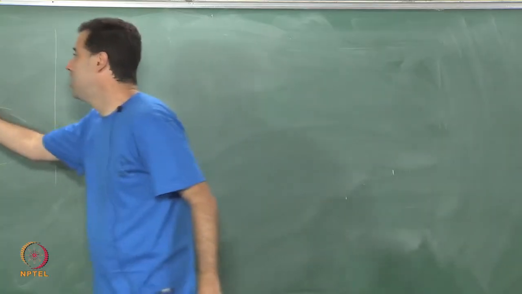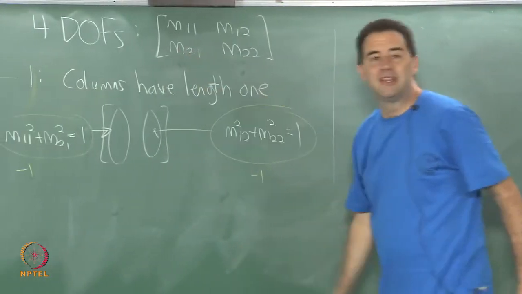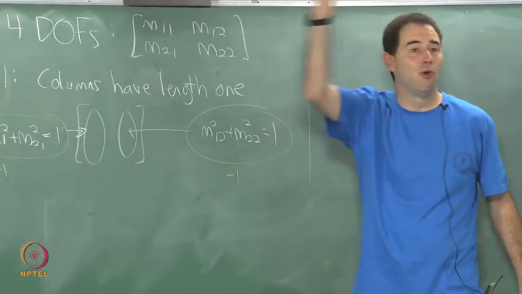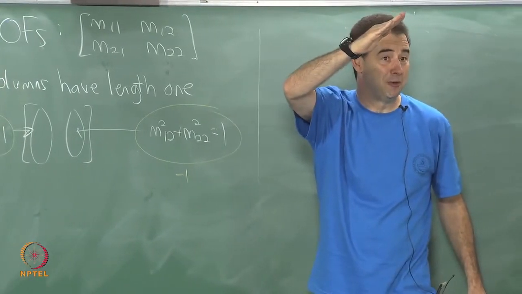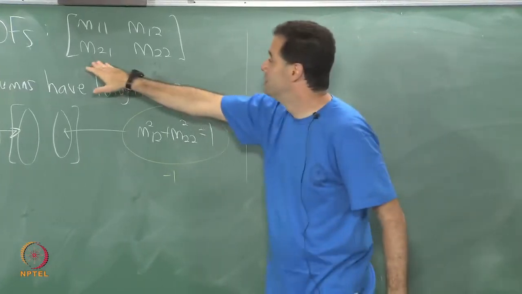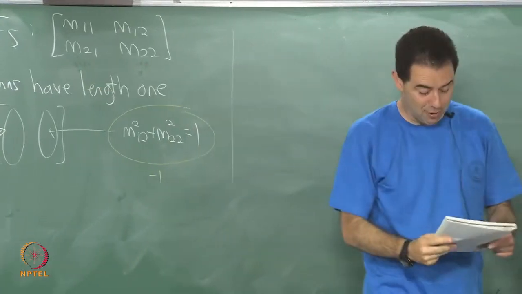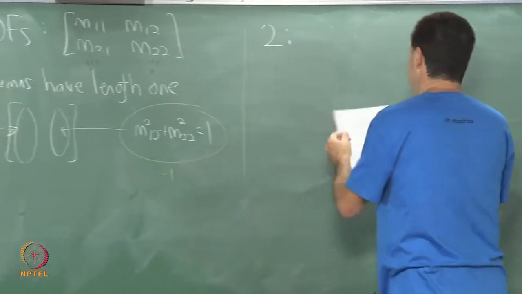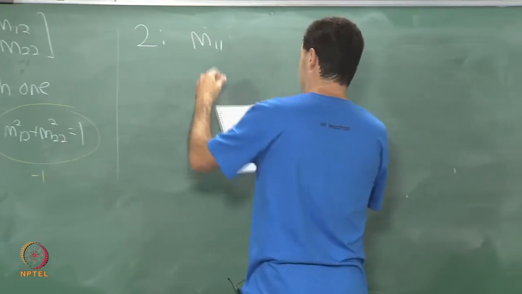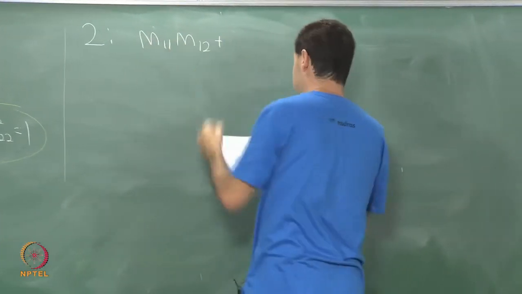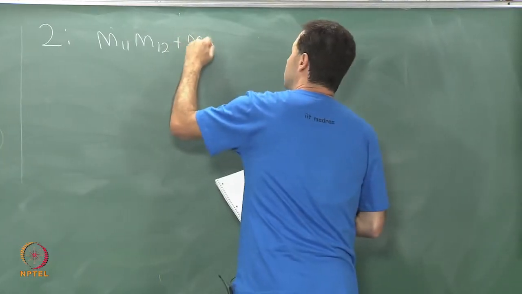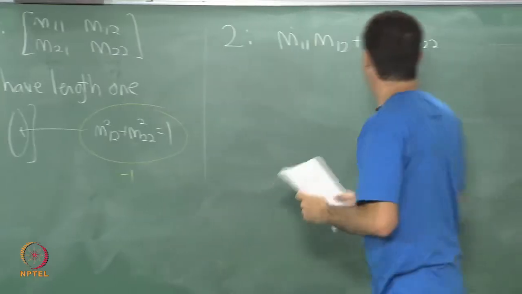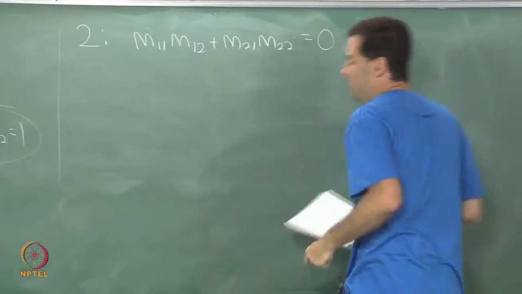You just have to say that these columns, when you take the inner product, because each one of these represents a vector by itself that says where the coordinate axis is getting transformed to, the coordinate basis is getting transformed to. So when I take these two and take their inner product, I get a constraint that looks like this. So this is the number 2 condition there, which is M11, M12 plus M21, M22. So just the dot product or inner product of these 2 columns has to equal 0.